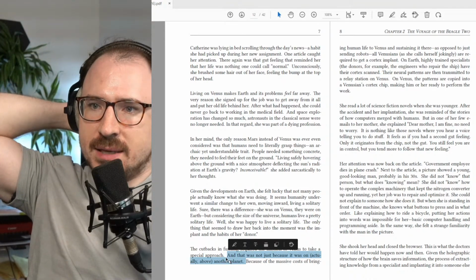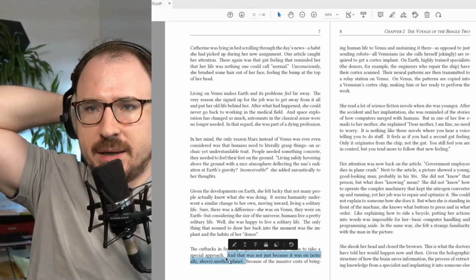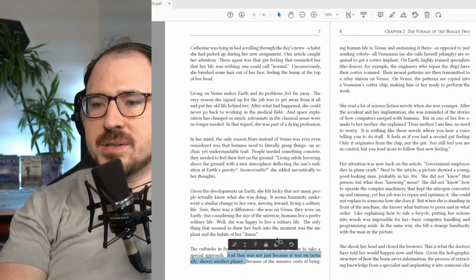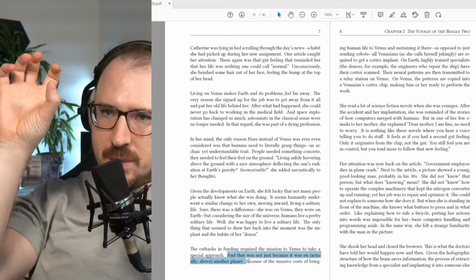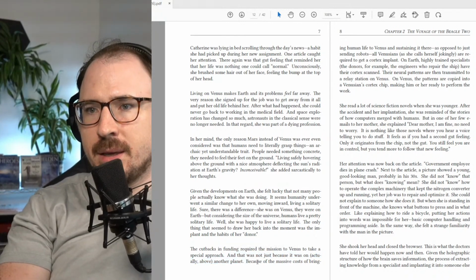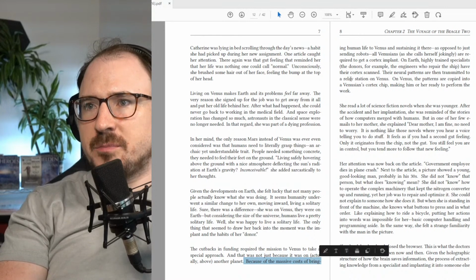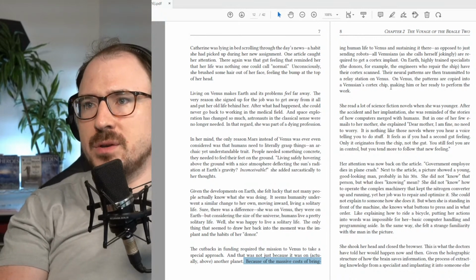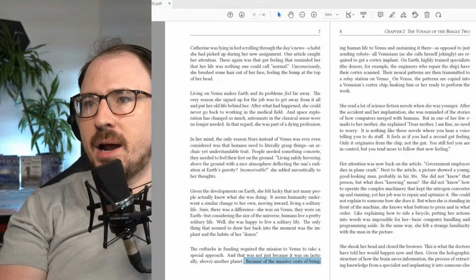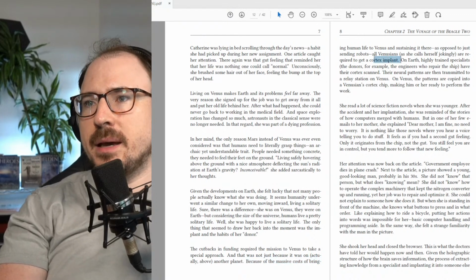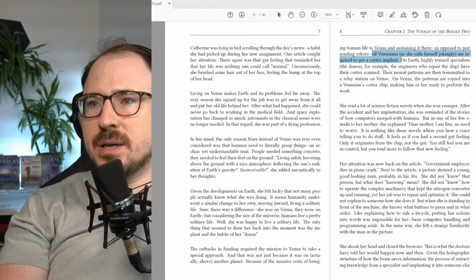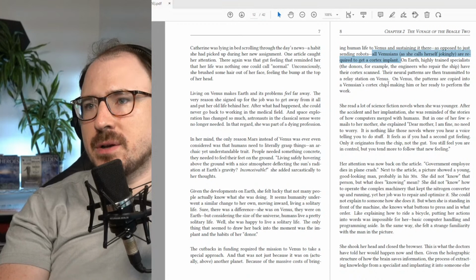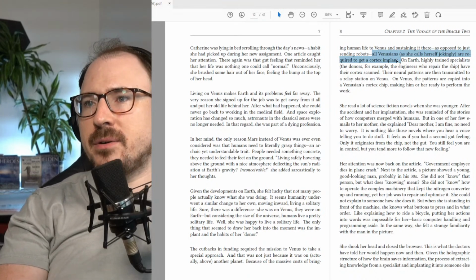And instead of saying here, and that was not just because it was on another planet, I could maybe start the chapter by saying, okay, here's the spaceship that is hovering, and then zoom into the interior. Because of the massive costs of bringing human life to Venus and sustaining it there, as opposed to just sending robots, all Venusians, as she calls herself jokingly, are required to get a cortex implant. Again, Venusians could actually be used in a conversation instead of just saying she calls herself a Venusian.